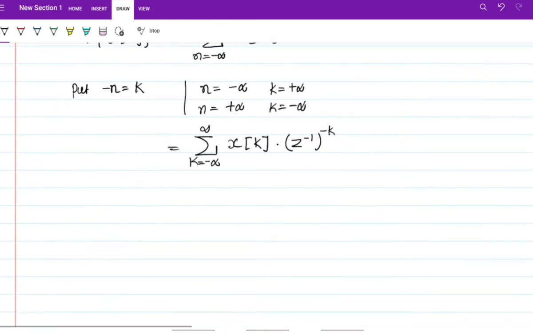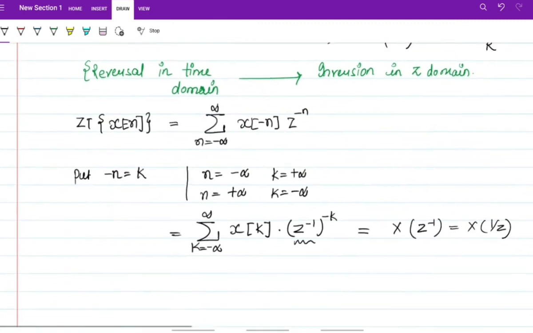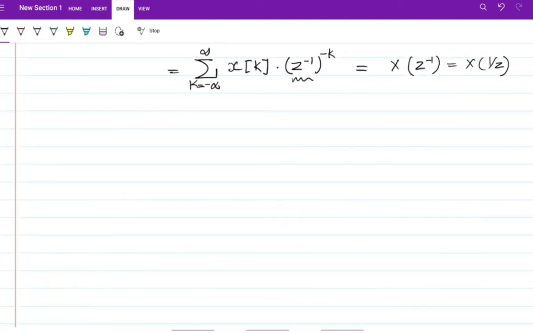So can we write this equation as X of, instead of z, we need to use z inverse, and we can write this equation as X of 1 by z. I hope this is clear to you. Let's solve a few questions in our next video and later on we will see the remaining properties of Z transformation.